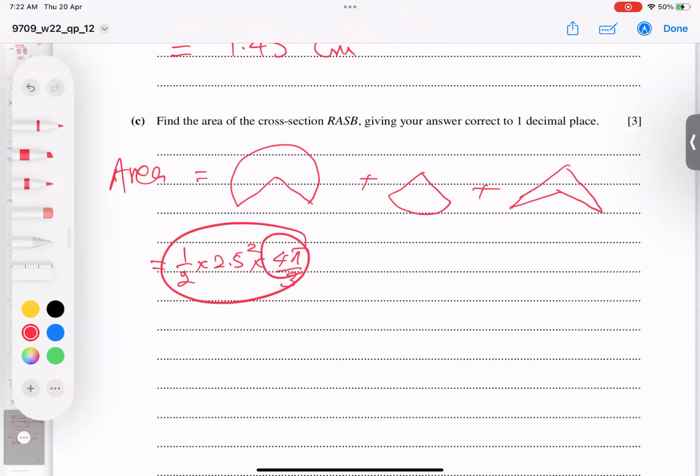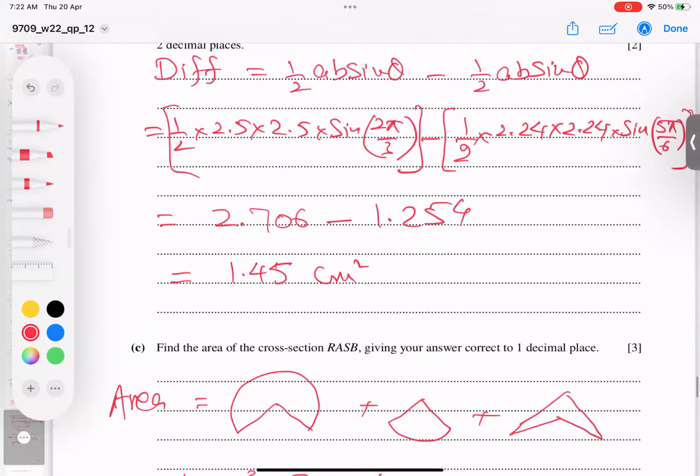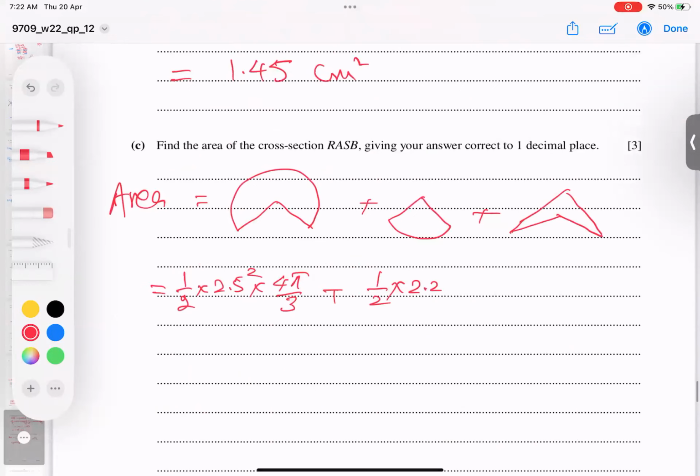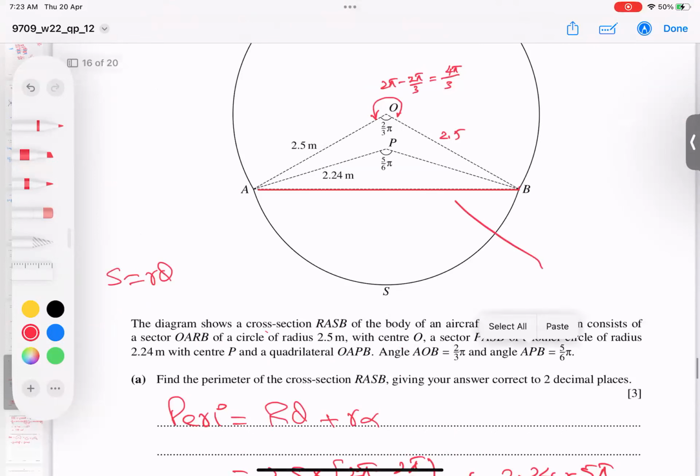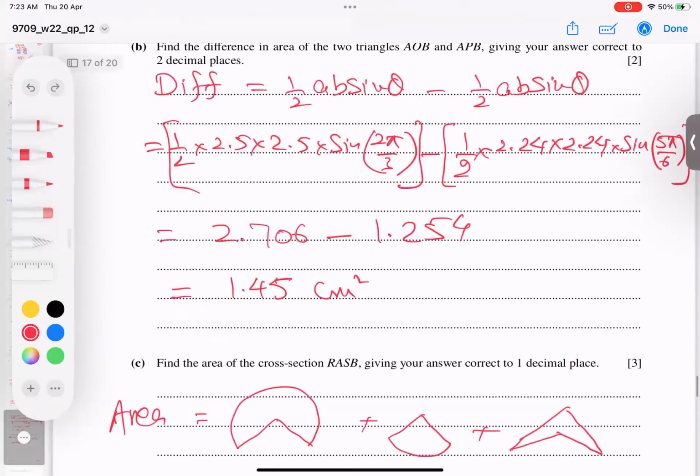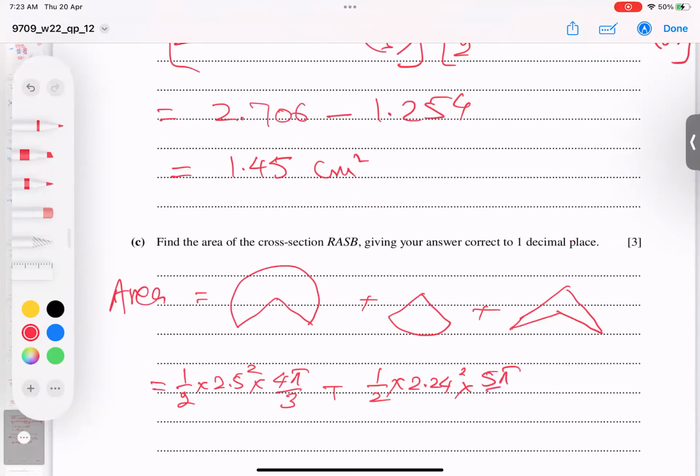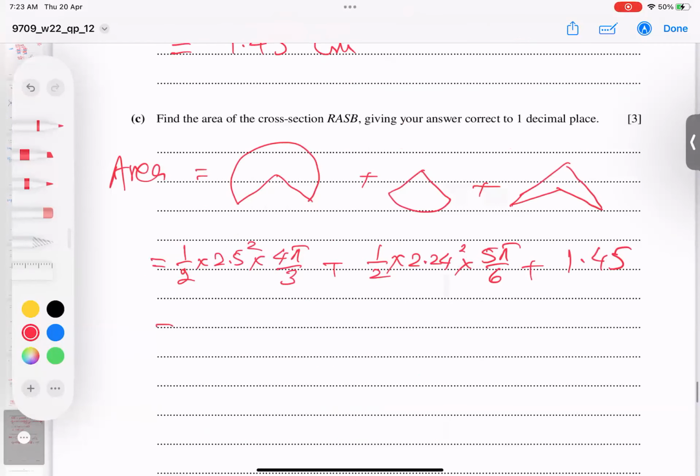Half r square theta. Want to talk about this one again? Half r square, r is 2.24, and theta is what angle? Let's see, this angle is 5 pi by 6 because we talk about this sector. So 5 pi by 6, plus this answer is here, so 1.45. Now it's a matter of typing in the calculator.